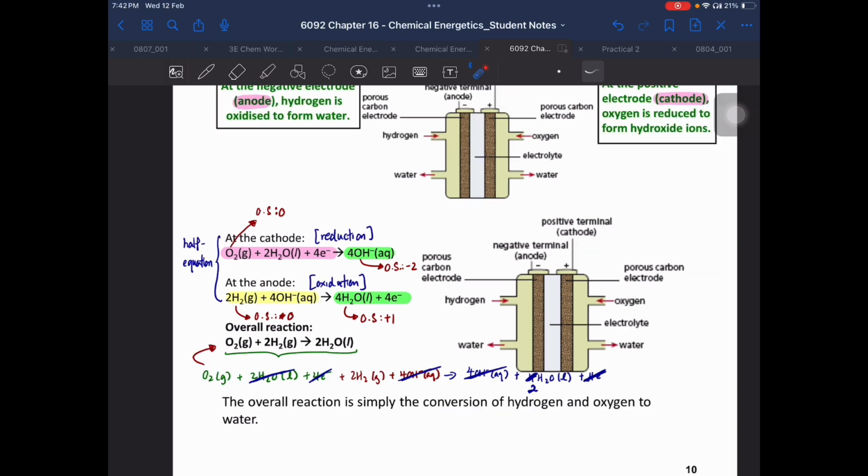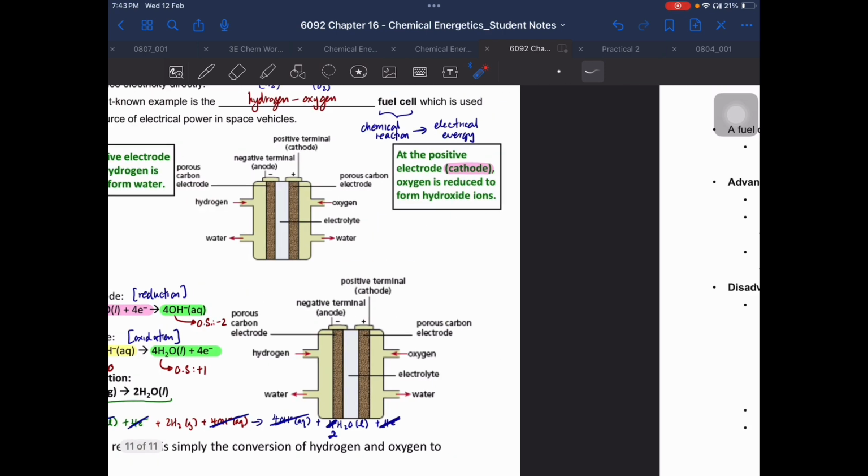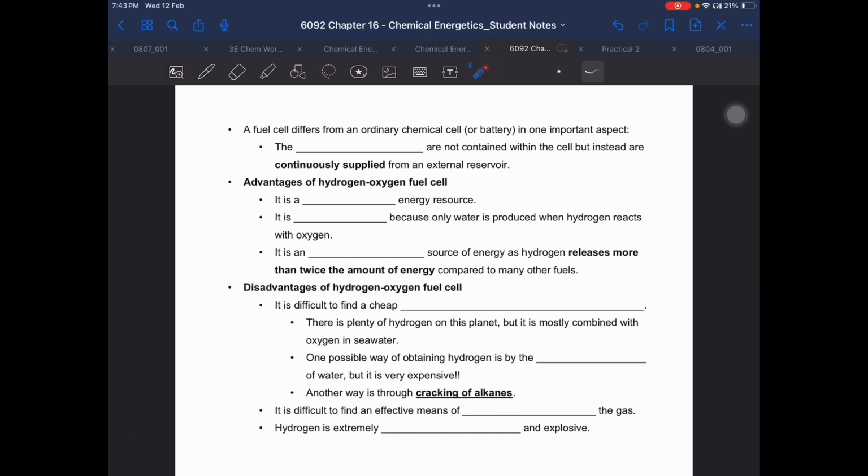So what do we need to know about hydrogen oxygen fuel cell? We need to know what makes them unique and what are some of the disadvantages that they might have, right? So first and foremost, just to highlight that this hydrogen oxygen fuel cell is different from a normal battery because the reactants are actually not contained within the battery, but they are continuously being supplied from an external reservoir.